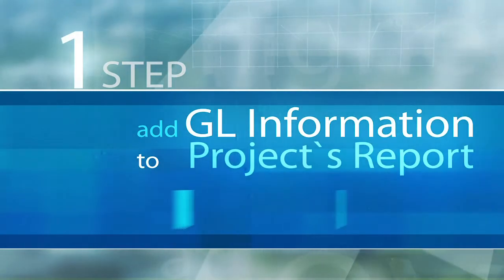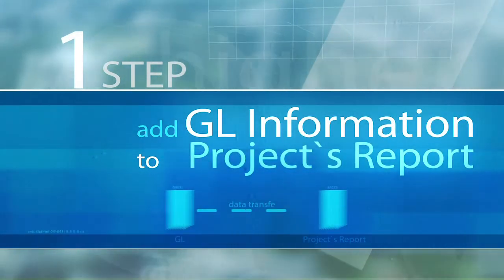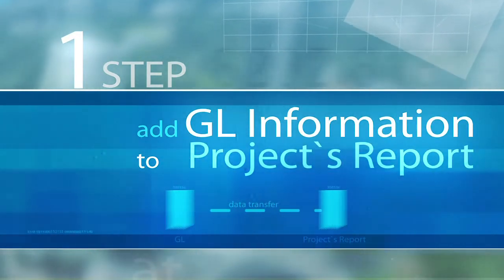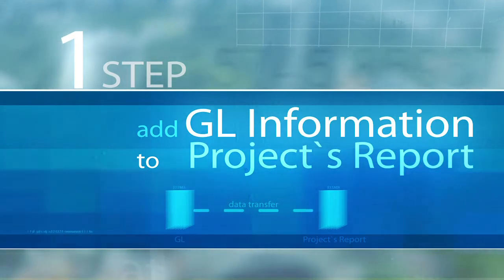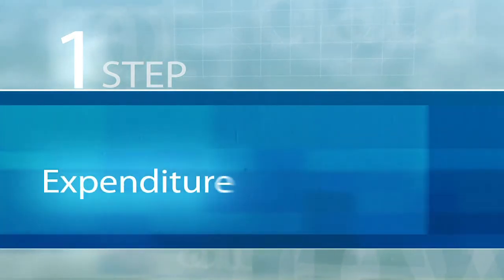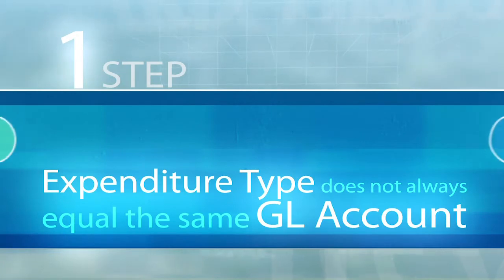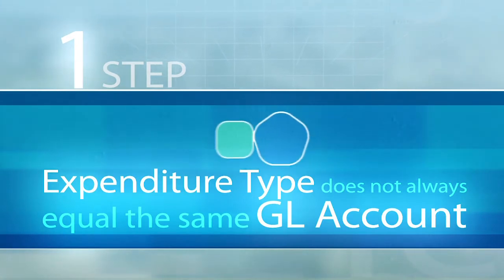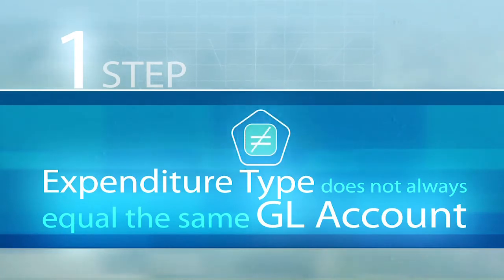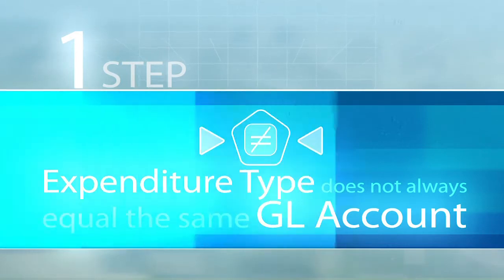In step 1, we'll add the correct GL information to our project report. In this step, we'll need to make sure we don't make the common mistake, like assuming that expenditure type will always go to the same GL account and the expenditure item date is always equal to GL date.